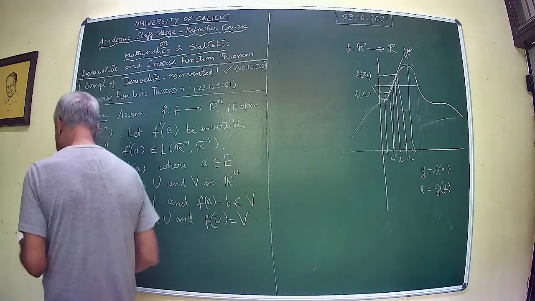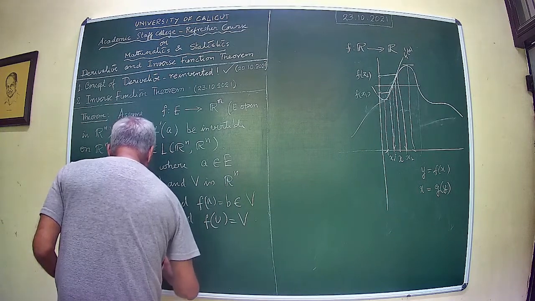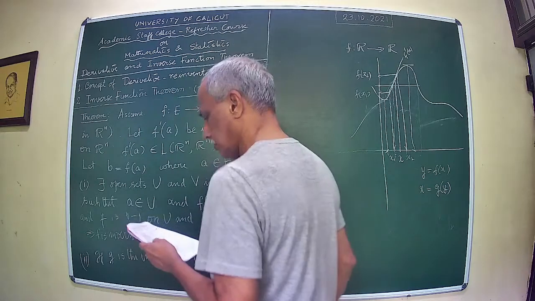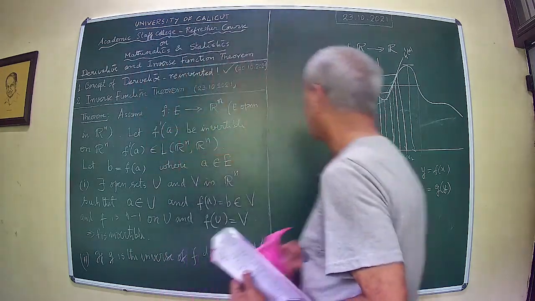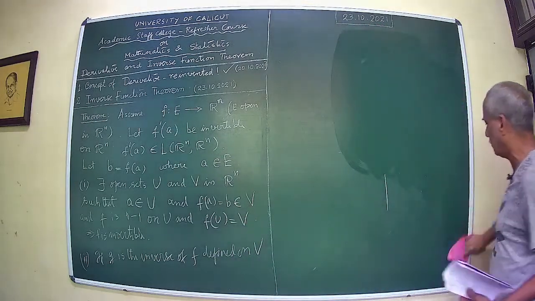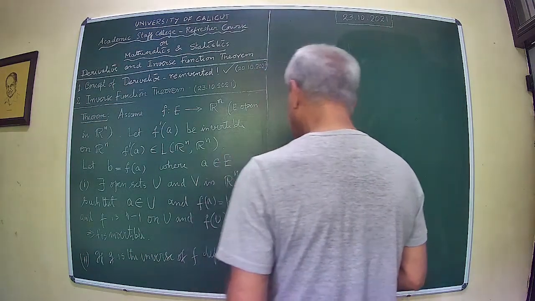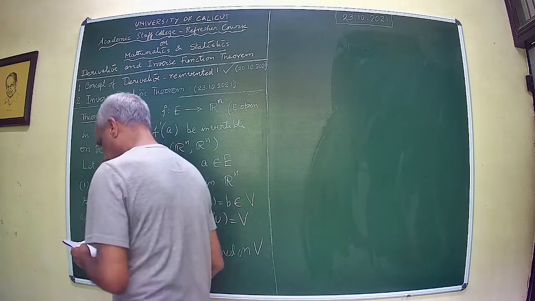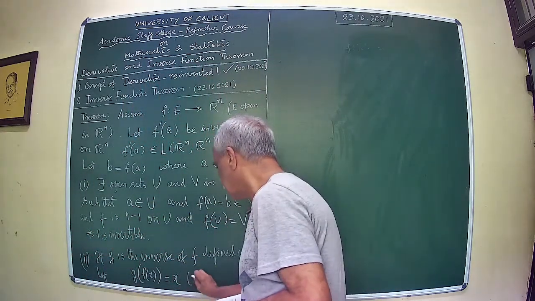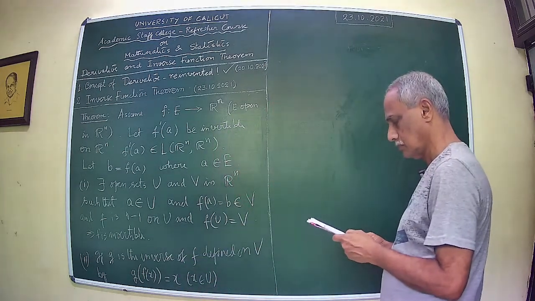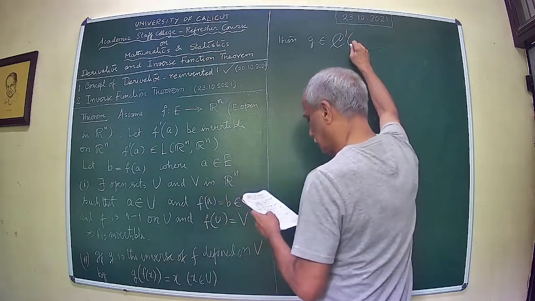And the second statement that we make is about the inverse. If g is the inverse of f, defined on V, by g of f(x) equal to x, then g is a C1 function on V.